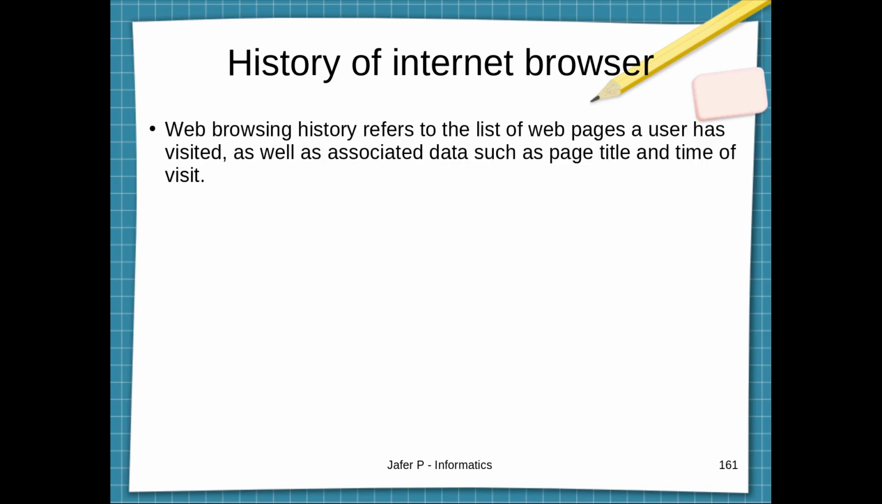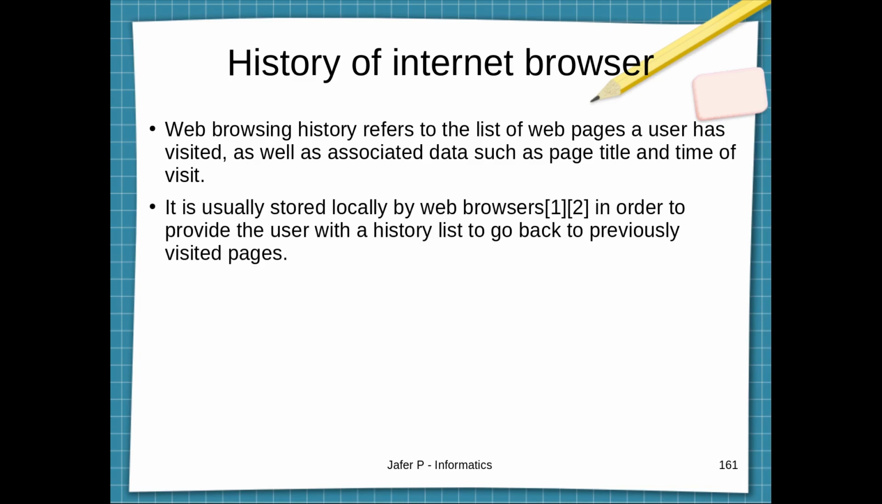Okay, so web browsing history refers to the list of web pages a user has visited, as well as associated data such as page title and time of visit. This is the content of the web browsing history. What are those? List of web pages the user has visited. Along with that, there will be some data associated with the web page, like the title of the page and time of visit.